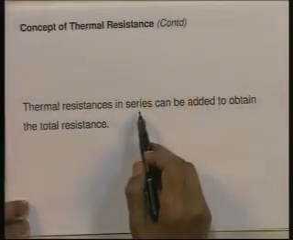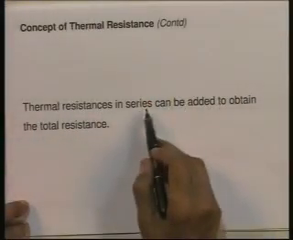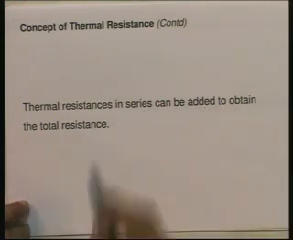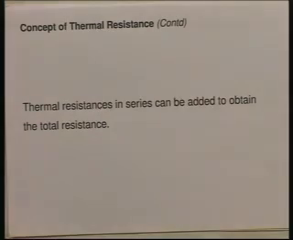So, let me repeat that sentence because that is a useful sentence. Thermal resistances in series can be added to obtain the total resistance. When we have many resistances in series, the total thermal resistance is the sum of the individual thermal resistances. All right. Now, with this backdrop, let us look at a composite situation. A composite situation is one in which we have a number of thermal resistances in series.